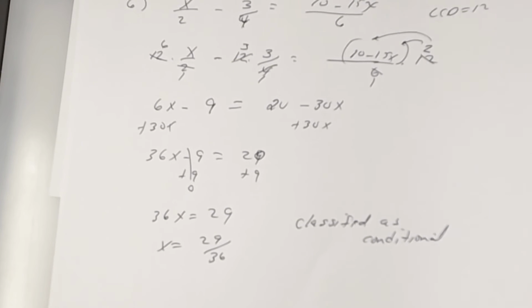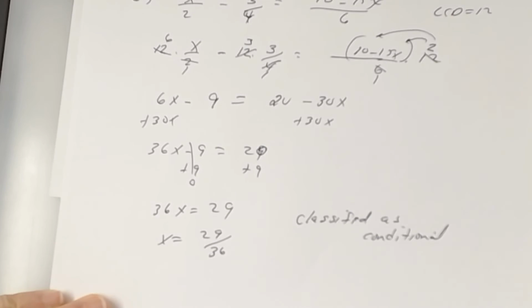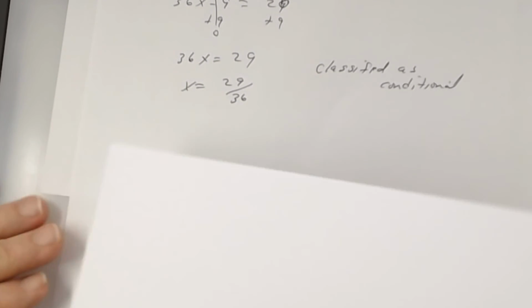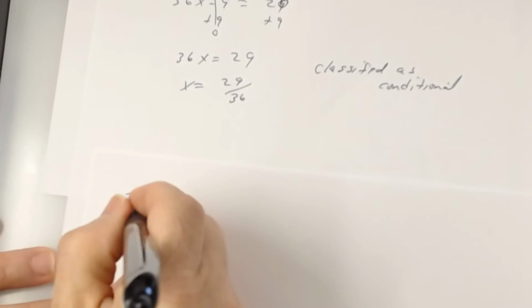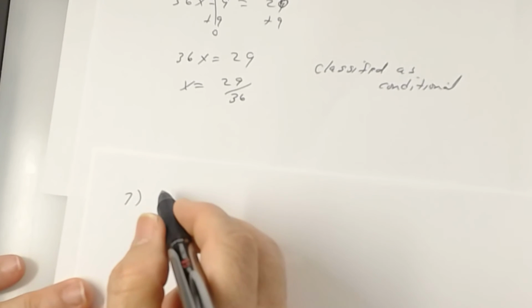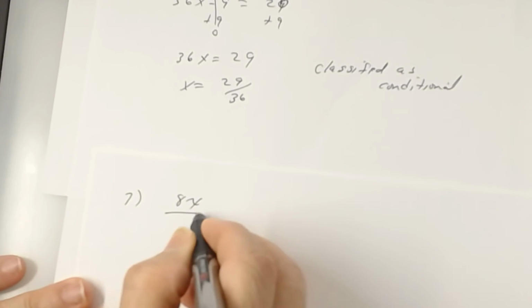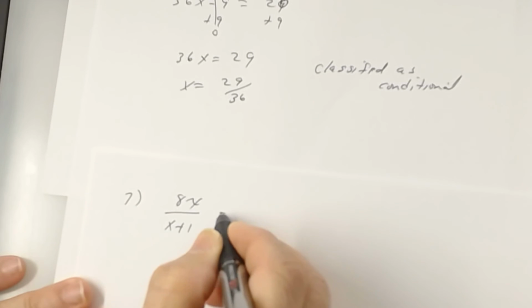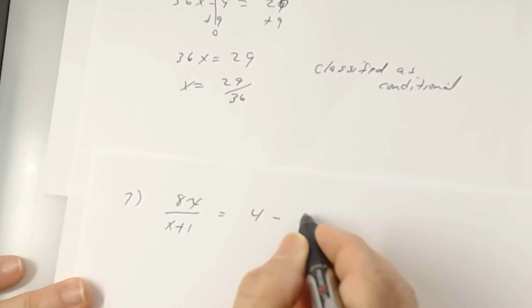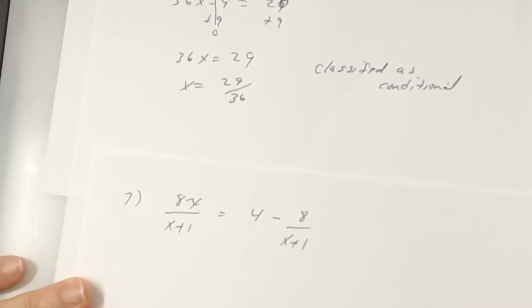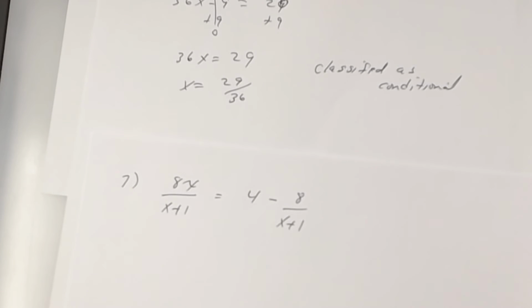All right, let's do one more with this, and then we'll continue talking about quadratics. 8x divided by x plus 1 equals 4 minus 8 divided by x plus 1. So 8x divided by x plus 1 equals 4 minus 8 divided by x plus 1.